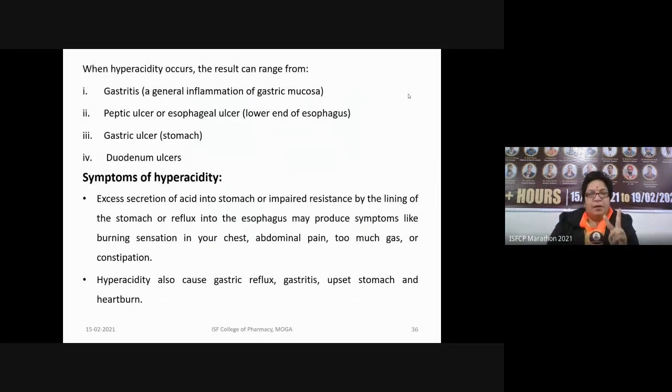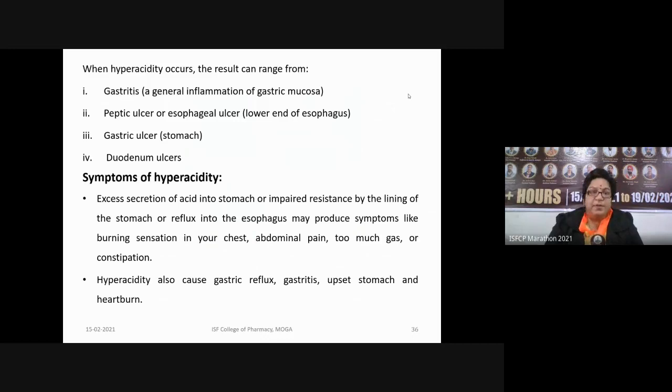Number two, peptic ulcer or esophageal ulcer, which is in the lower end of the esophagus. Third is the gastric ulcer, that is directly in the stomach. That can also take place because of the excess of acid. And fourth is the duodenum ulcers. All these types of ulcers or gastric inflammation are the outcomes of hyperacidity.